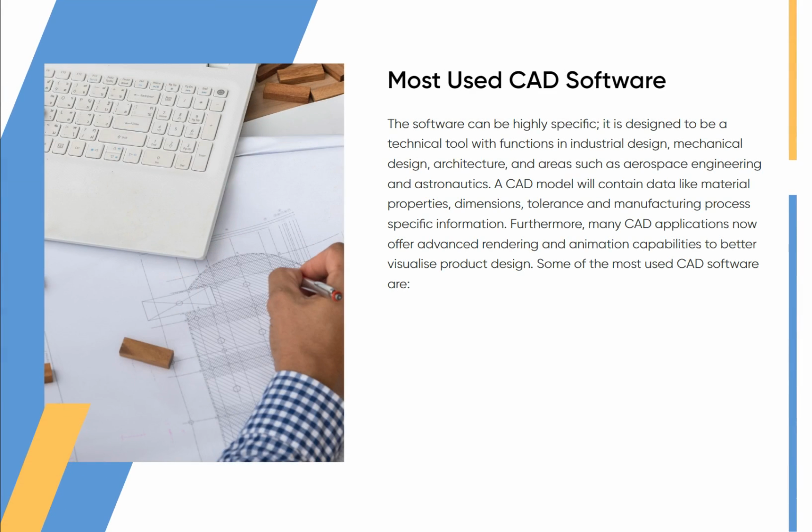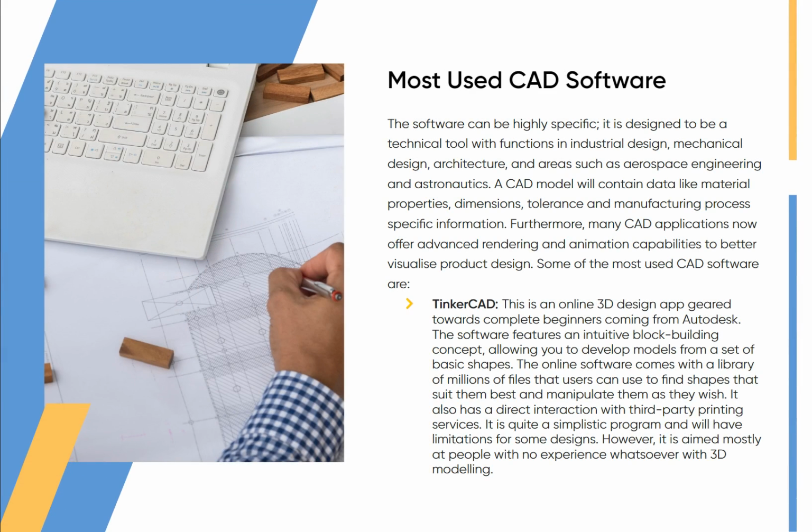Most use CAD software. The software can be highly specific. It is designed to be a technical tool with functions in industrial design, mechanical design, architecture, and areas such as aerospace engineering and astronautics. A CAD model will contain data like material properties, dimensions, tolerance and manufacturing process-specific information. Furthermore, many CAD applications now offer advanced rendering and animation capabilities to better visualize product design.